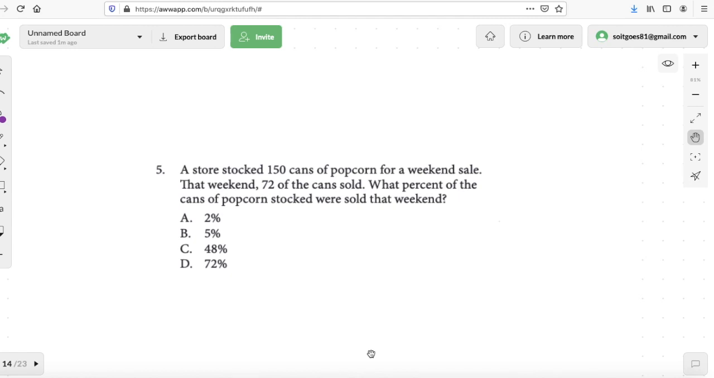What answer choice can we eliminate? D, because that's more than half. D's gone. Adios. No me gusta. Okay. So that's gone. Are there any other answer choices you think you can comfortably eliminate?